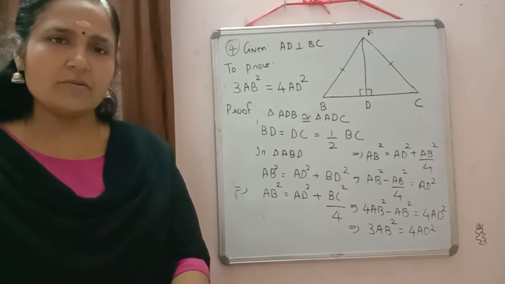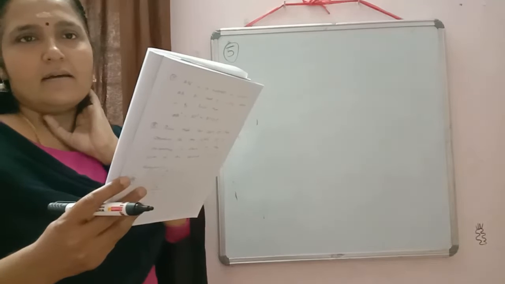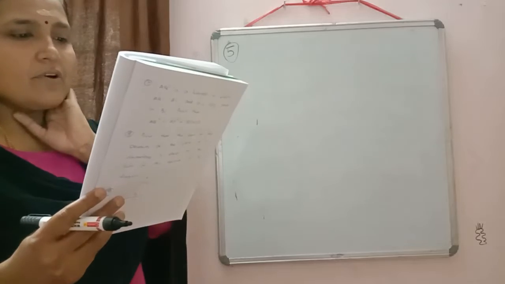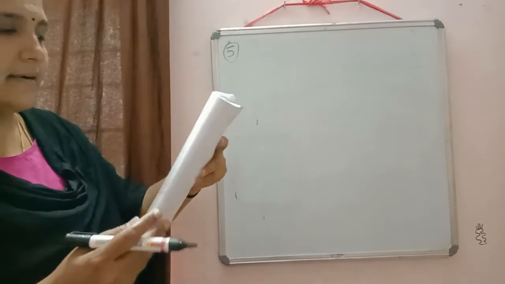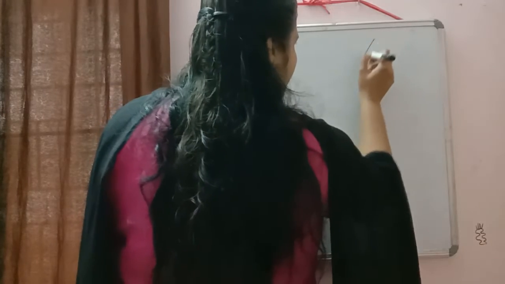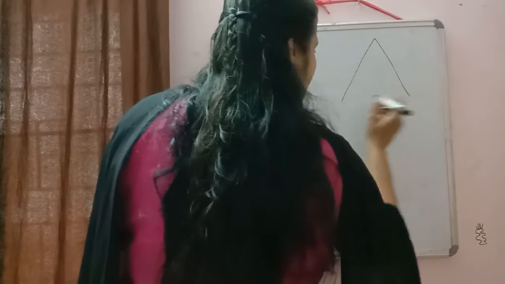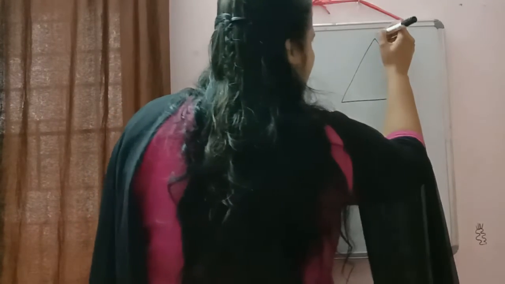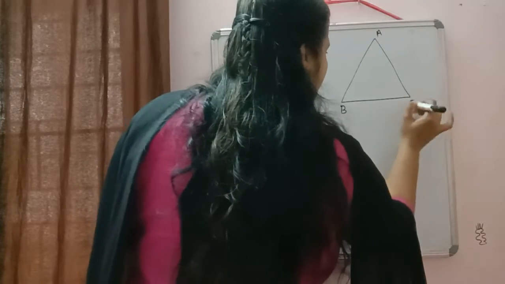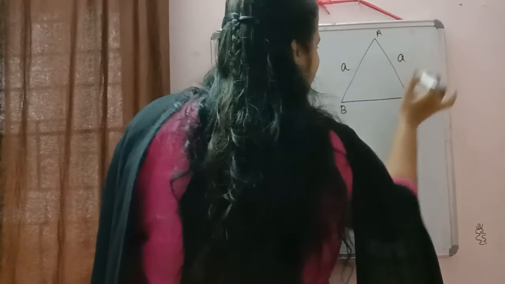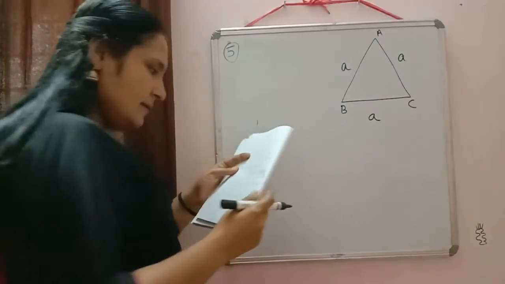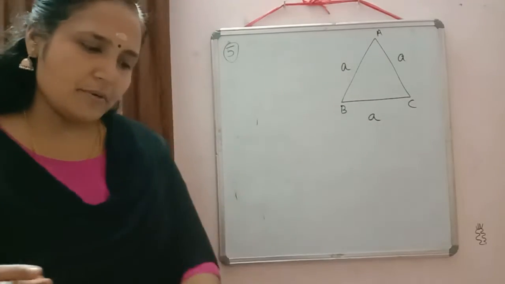Okay, so moving on to the next question. Now in this question, again what is given? An equilateral triangle is given. An equilateral triangle with side A. So it is given sides of the triangle are equal to A. So all sides are equal to A. Okay. And then prove that altitude is equal to.